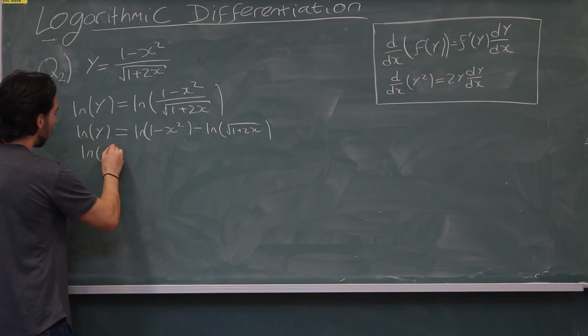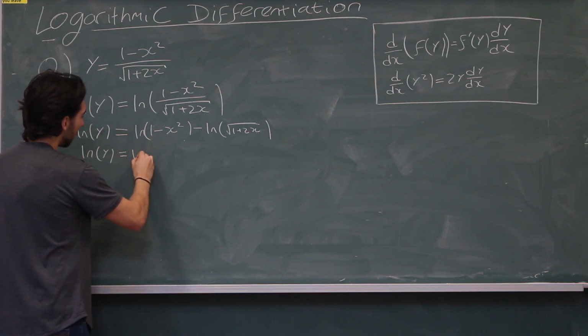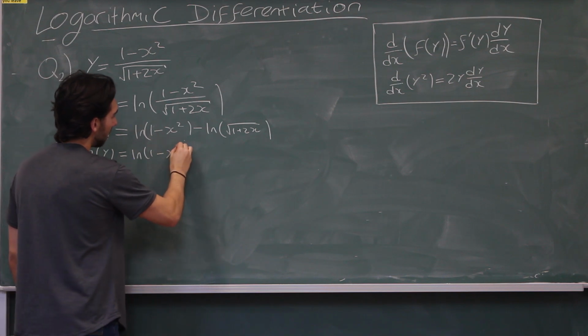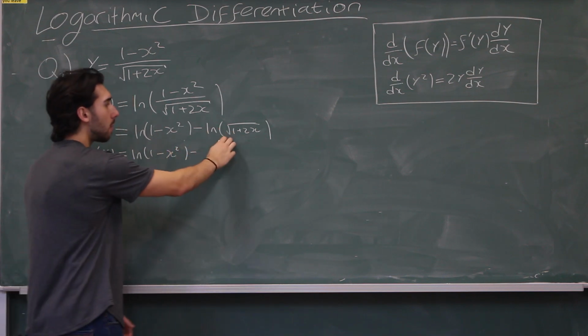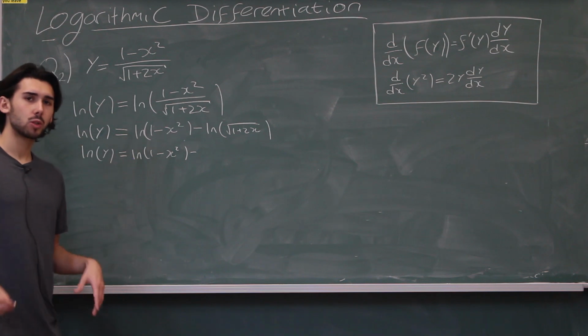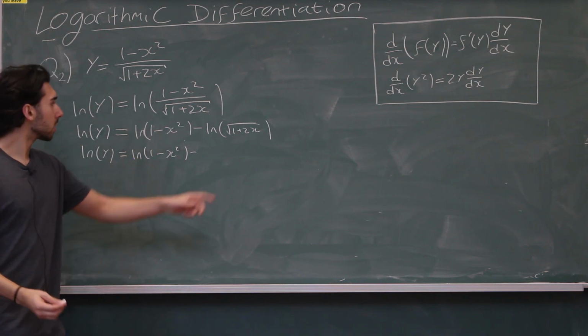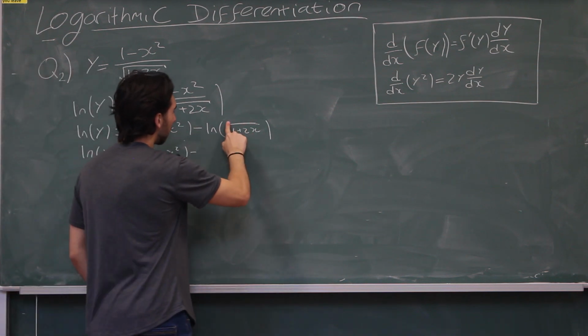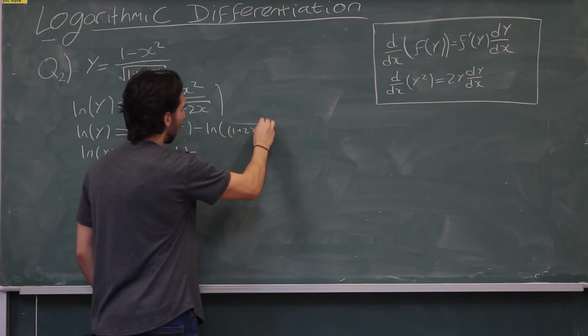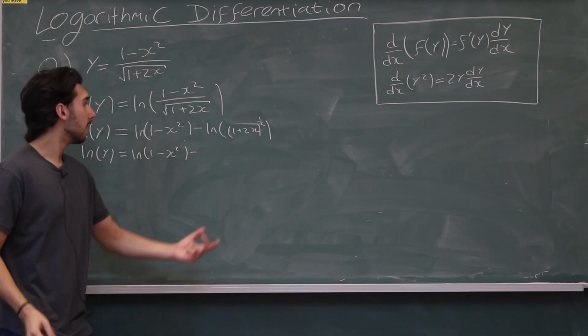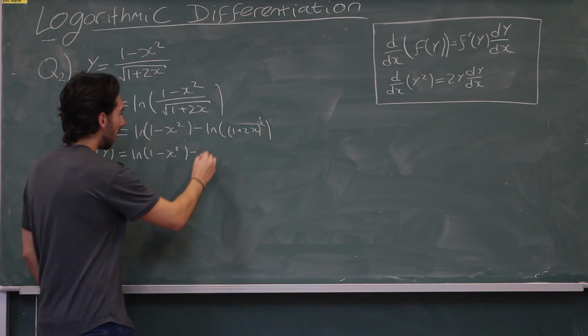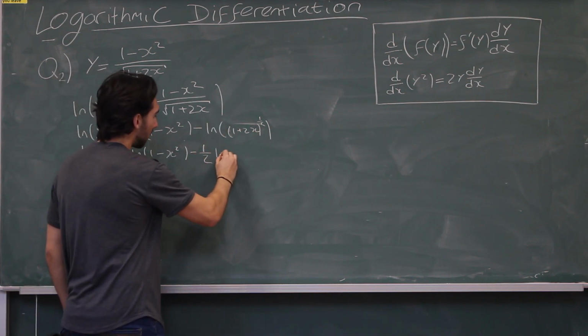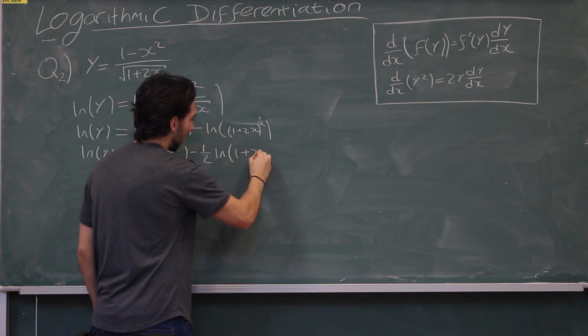So the natural log of y is going to be still the natural log of 1 minus x squared minus, and because remember the square root of a function is the same thing as raising it to the power of a half, this is like 1 plus 2x to the power of a half. It's the same thing. And then I can float the 1/2 down, and I can go 1/2 times the natural log of just 1 plus 2x.